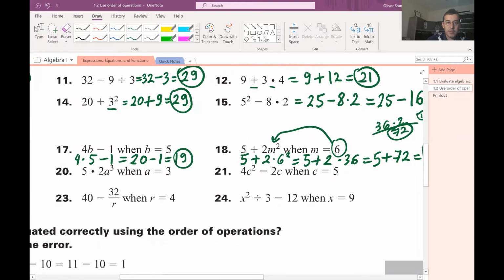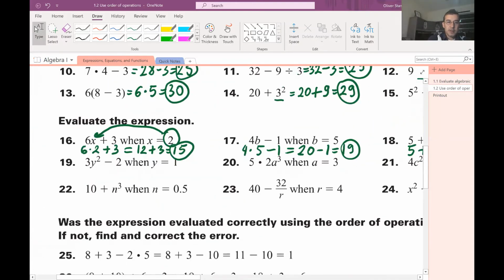All right, number 19. 3y squared minus 2, where y equals 1. So 3 times y is 1, so 1 squared minus 2. The first operation that will be done is the powers. So 3 times 1 squared is 1 times 1, so it's 1, then minus 2. Now we have multiplication and subtraction. Multiplication is the operation that's being done first. So 3 times 1 is 3. So 3 minus 2, that is 1.